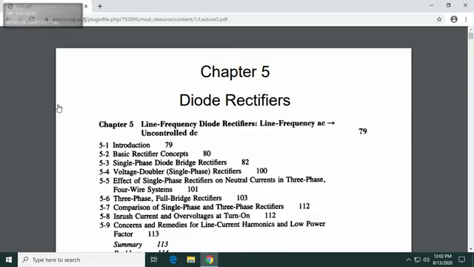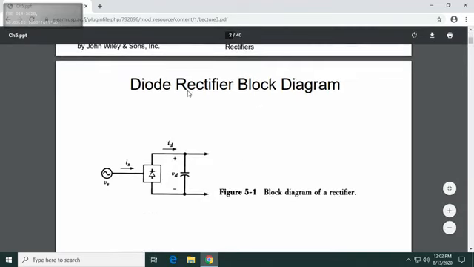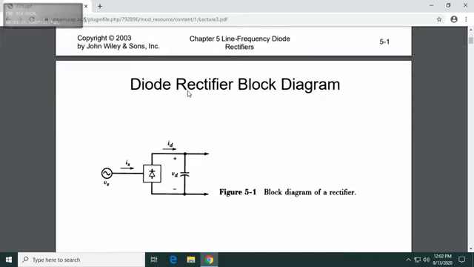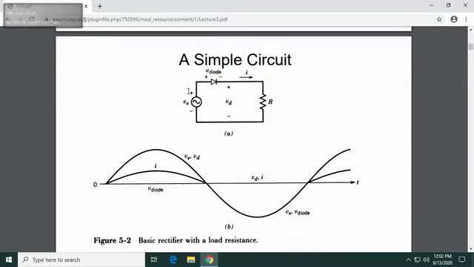And that's what we have seen in the last class. We started off with a very simple block diagram of a rectifier, a simple circuit. We said, okay, we have an AC source. Now we are going to supply an AC source to a diode, only one diode, a single diode, and the load is going to be a resistive load.